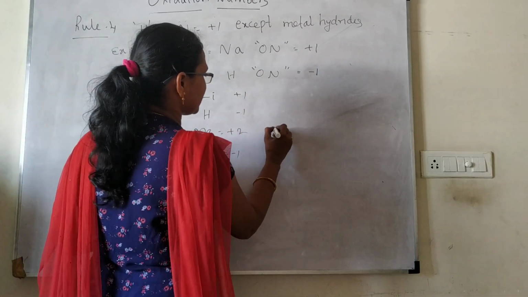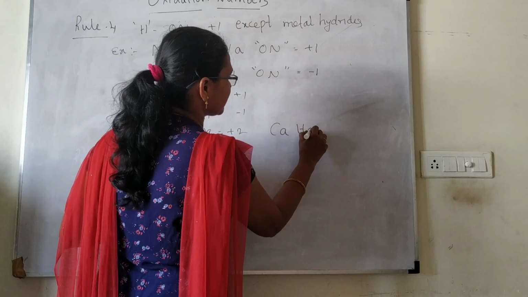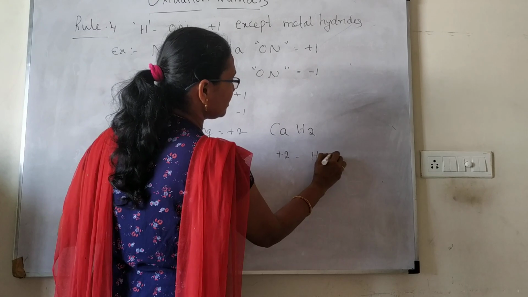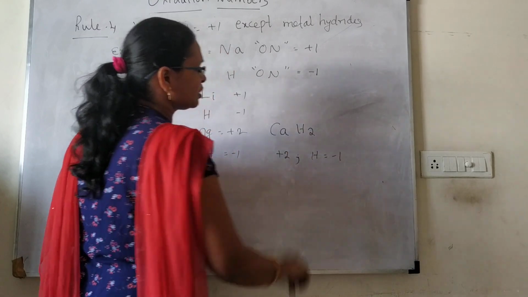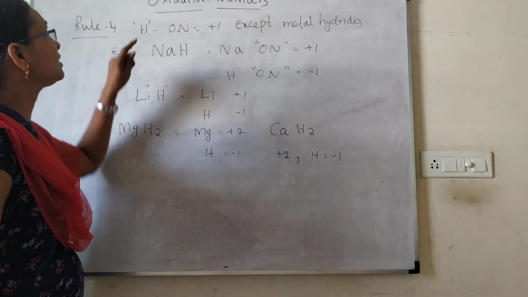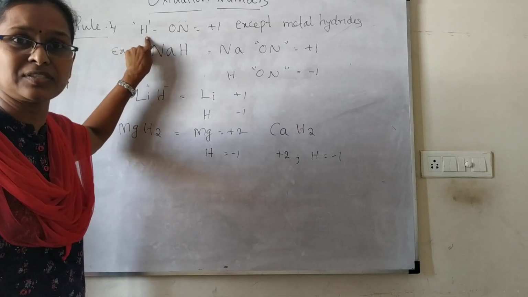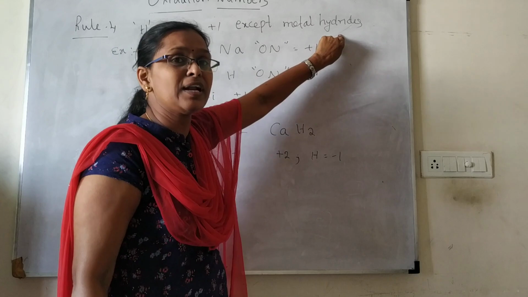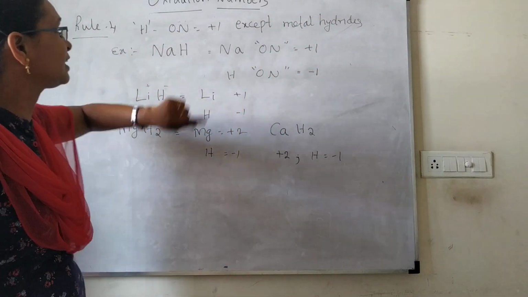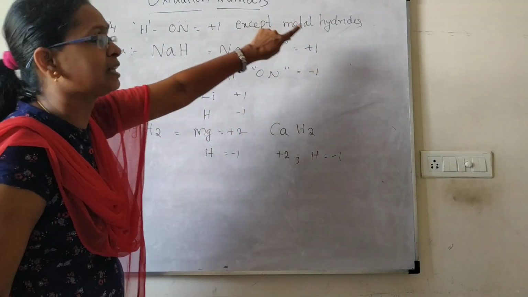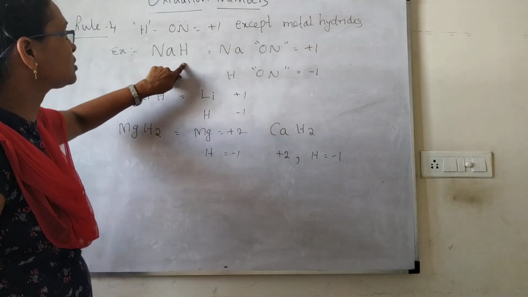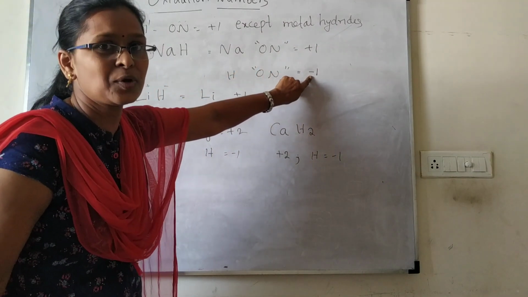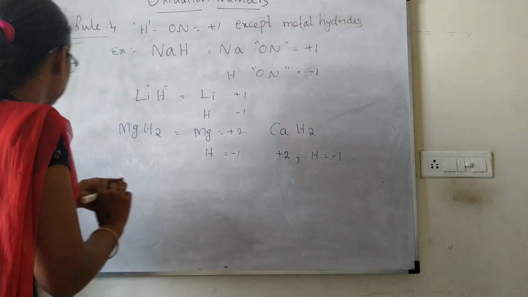Calcium hydride, you take another example. Calcium hydride again +2 and here hydrogen will be -1. Okay, so remember like this. So hydrogen's oxidation number in all its cases is +1 except metal hydrides. When hydrogen is reacting with metal atoms, they form the respective metal hydride. Okay, so in those cases hydrogen oxidation number will be -1. Please remember that one. And next rule.